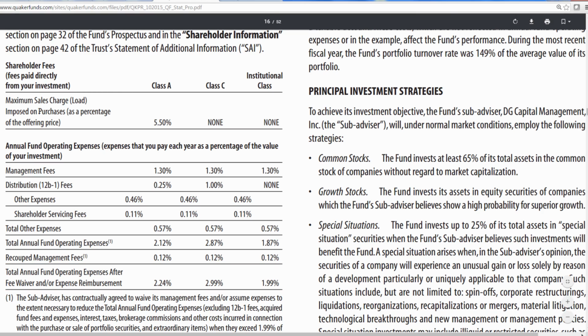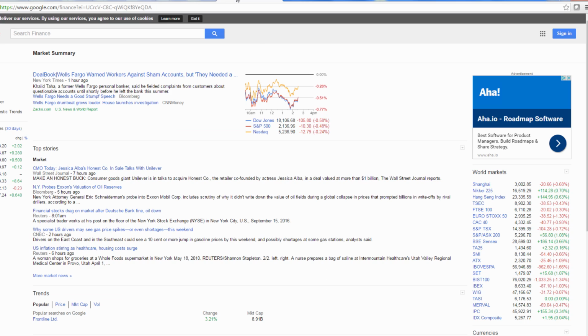Okay, so we dove into these funds pretty deeply, and that's what you want to do. Go into the prospectus and really get deep. But let's say I just want to find information fast. Google Finance, Yahoo Finance, a lot of places have this. I like Google Finance for finding expense information real quick. You can just put in the different ticker symbols, or you could just type in the name.